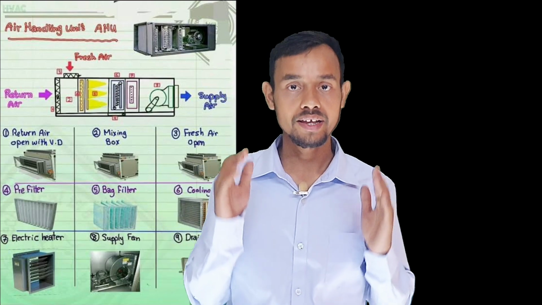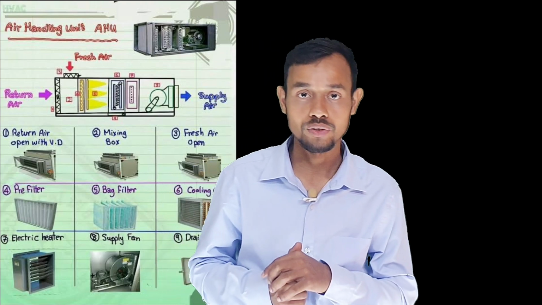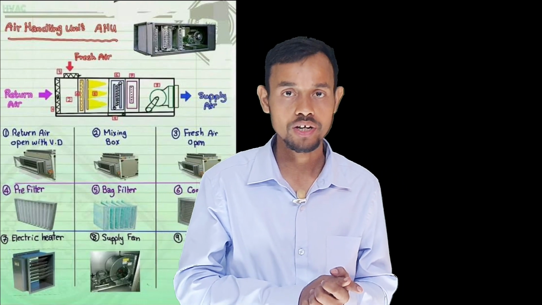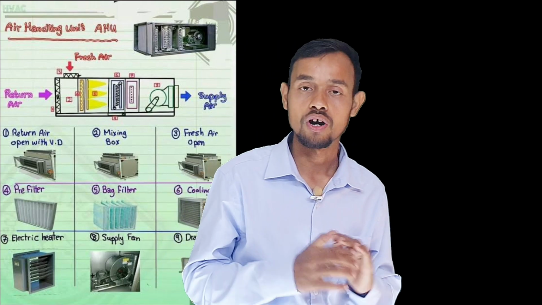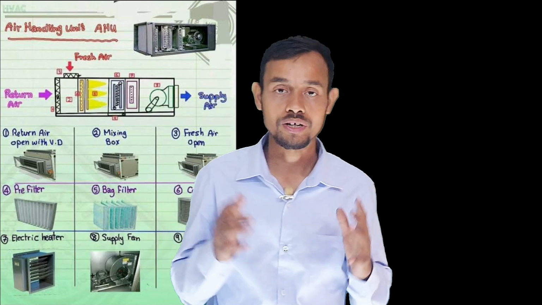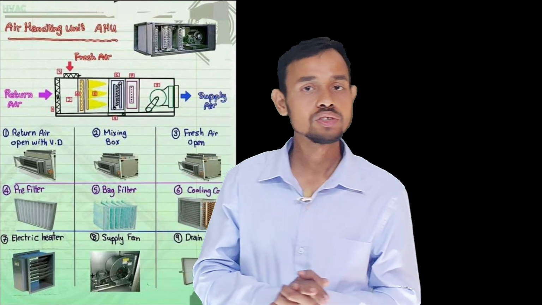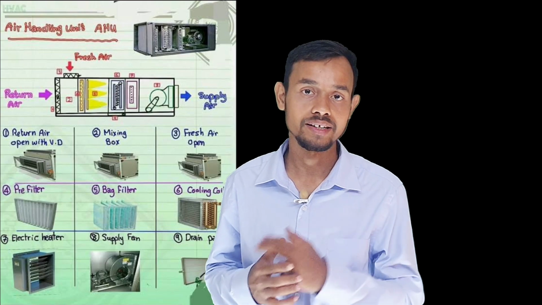The heating coil in the AHU heats the air, similar to the cooling coil. Hot water or refrigerant circulates through the heating coil. We can install electrical heaters in the AHU in place of the heating coil, but they consume more electricity. All AHUs contain an air filter to clean the air in the room.